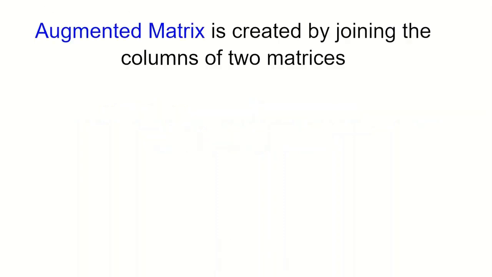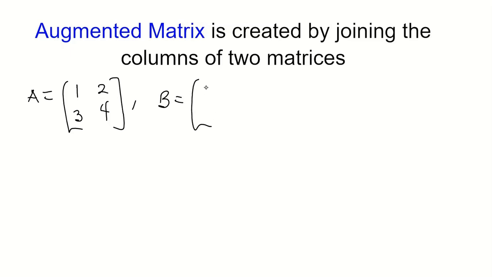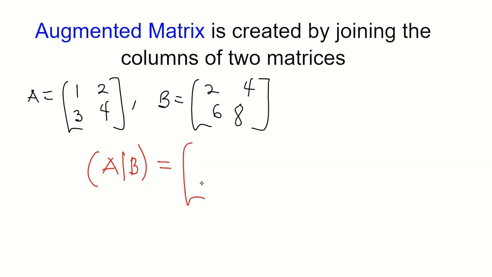Let's get started. Look at the meaning of an augmented matrix. An augmented matrix is created by joining the columns of two matrices. Practically, if I have a matrix A equal to the elements 1, 2, 3, and 4, and a matrix B equal to the elements 2, 4, 6, 8, then to augment these two matrices, I write it as [A | B]. This vertical line means that two matrices are being combined, and we continue by writing equal to. So join the two columns.